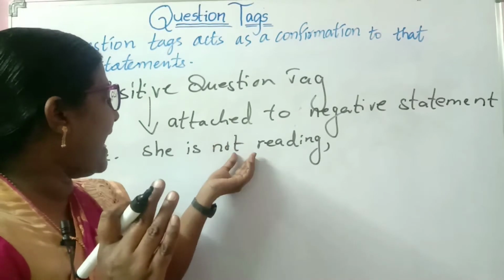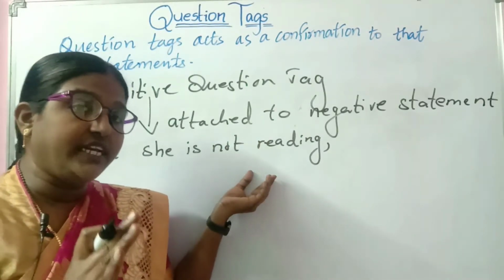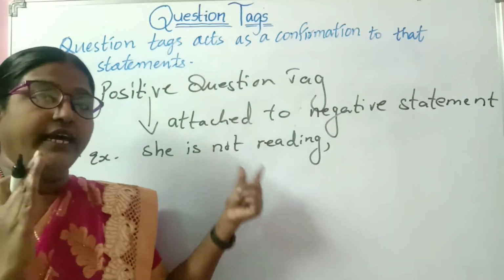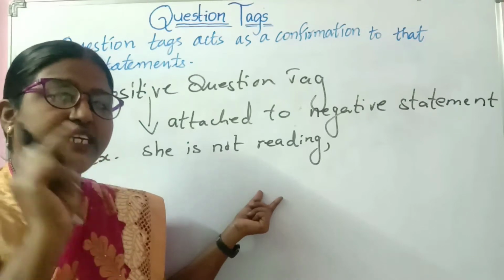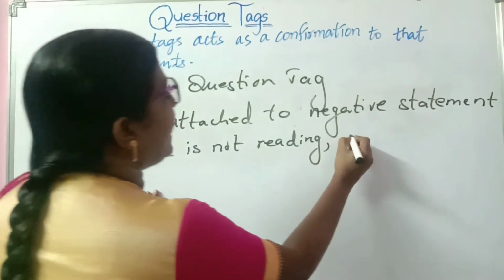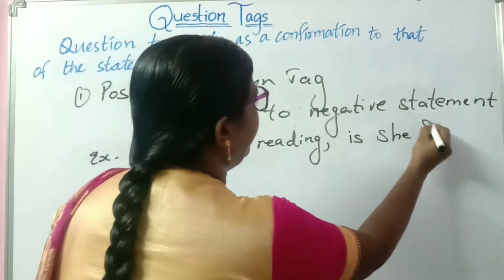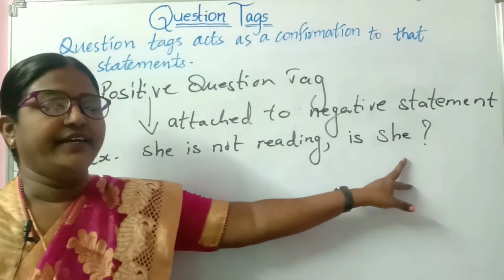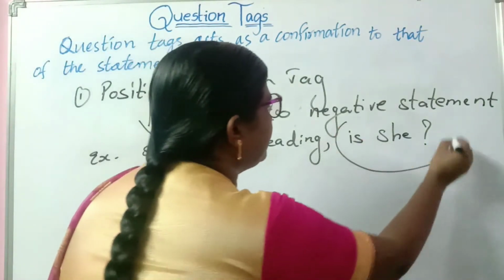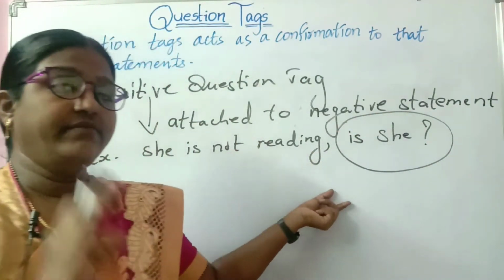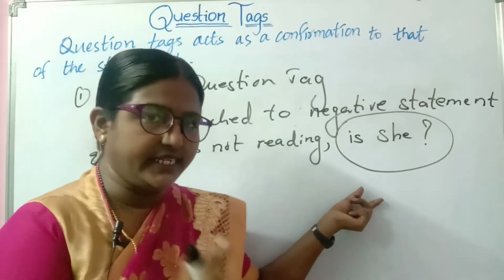So what is the tag for a negative statement? The tag for a negative statement is positive. Negative statements always take positive tags. So what is the tag? Is she? Is she is the question tag. This tag is positive. A negative statement takes a positive question tag.